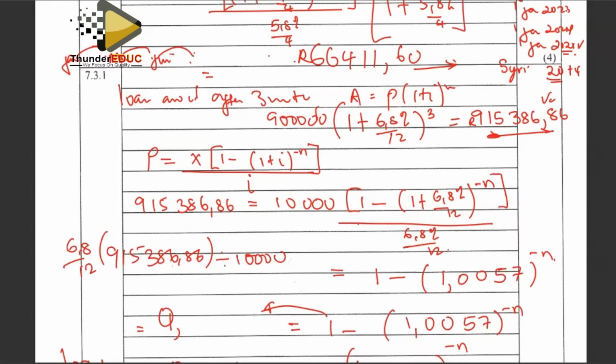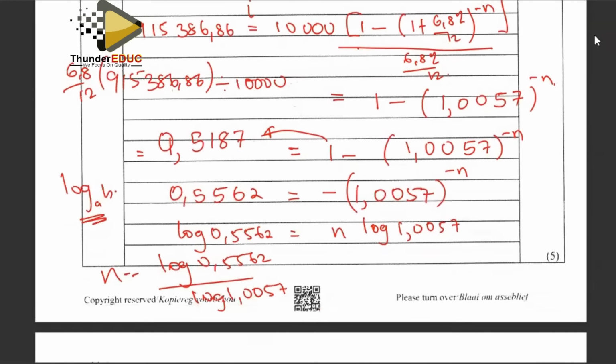So 915,386.86, I'm getting 0.5187. And then when I subtract, we're getting a negative 0.4. I think that would make a lot of sense. Negative 0.48113, yeah.